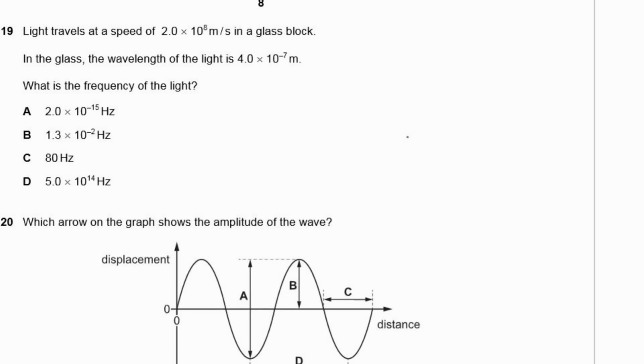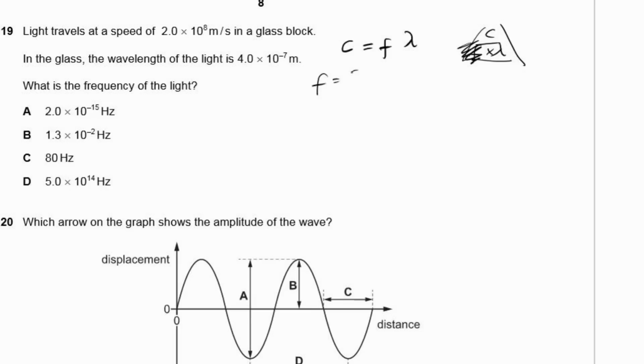19. Light travels at a speed of 2.0 times 10 to the 8 meters per second in a glass block. In the glass, the wavelength of the light is 4.0 times 10 to the negative 7 meters. What is the frequency of the light? Well, let's see. We know that speed equals frequency times wavelength. There we go, put it into a triangle. C, f, lambda. And we want to find the frequency, so we just cover that over, like so, and that leaves us with speed divided by wavelength.